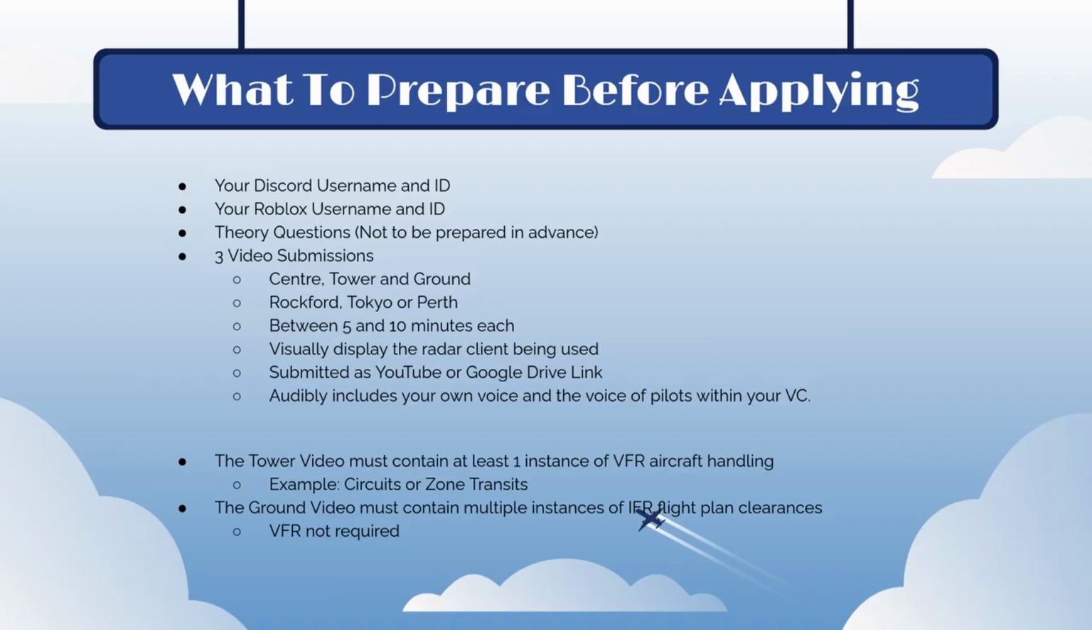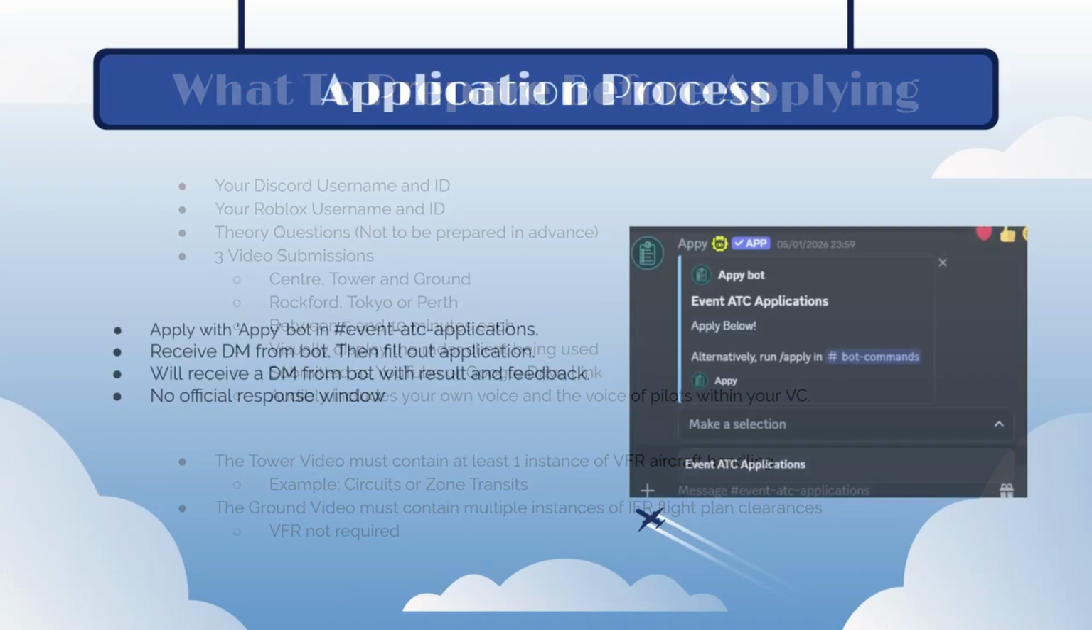And then of course it also must audibly include your own voice and then the voices of all the other pilots within your VC. A few specifics: the tower video must contain at least one instance of VFR aircraft handling. This can be either circuits or a zone transit, for example. Then the ground video must contain multiple instances of IFR flight plan clearances, but for this video, VFR handling is not required.